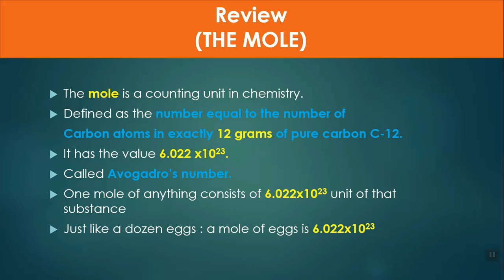1 mole of eggs is 6.022 × 10^23 eggs. As we have discussed before, if you have 1 dozen eggs, it means the quantity is 12, because 1 dozen means 12 items. Same, if we have a quantity of 1 mole, it means the amount is equal to Avogadro's number, 6.022 × 10^23.